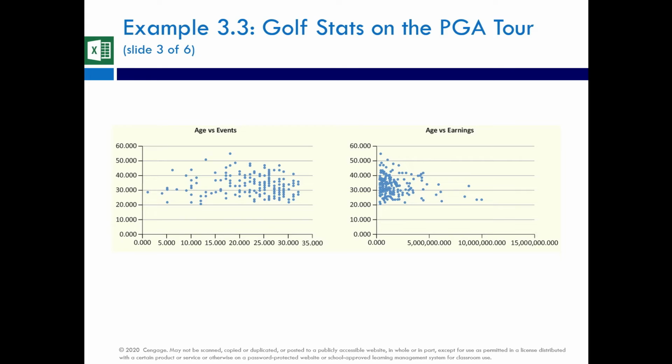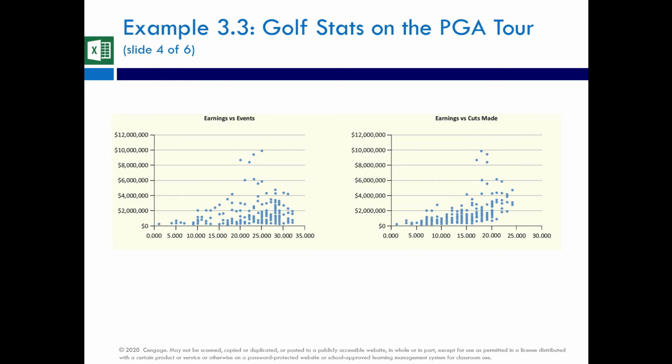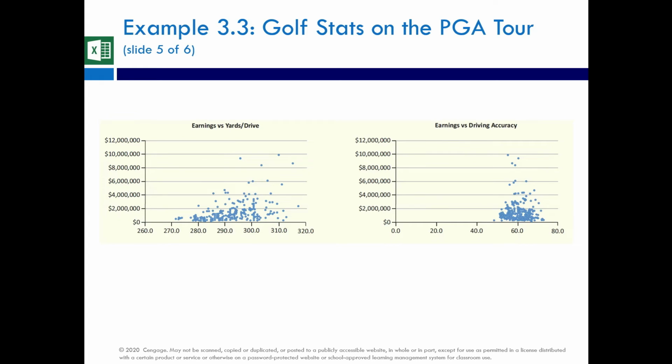Age versus events, age versus earnings. So you can see the different things that we have. We also have earnings versus events, and as you can see, as they play more events, the more money they make. Earnings, cuts made. Earnings versus yards. So you can see how we break down all the data, how everything is broken down, all based on salary.